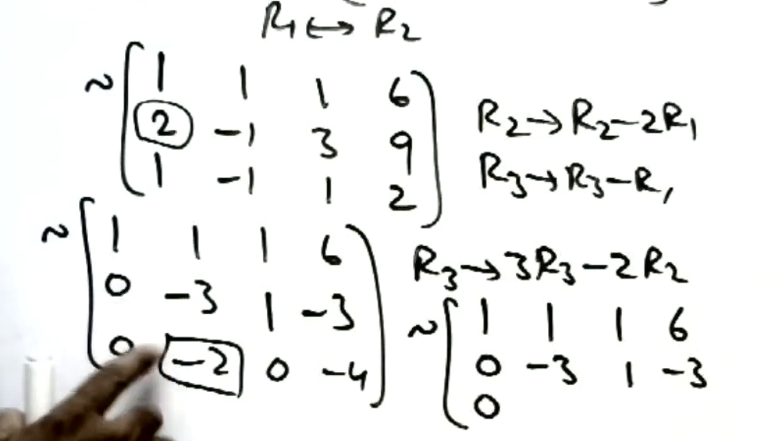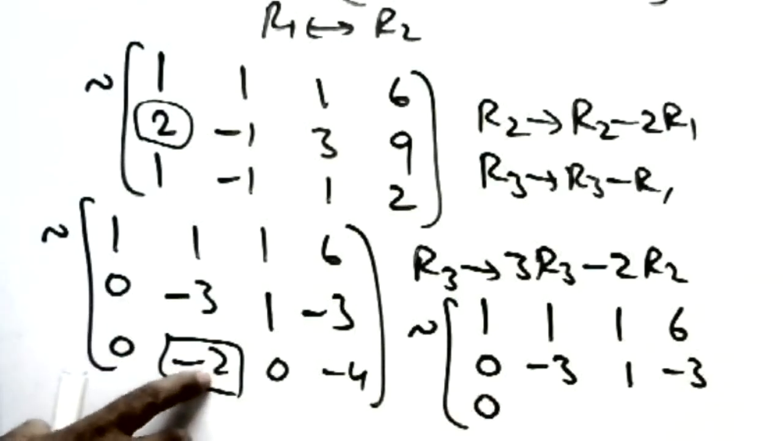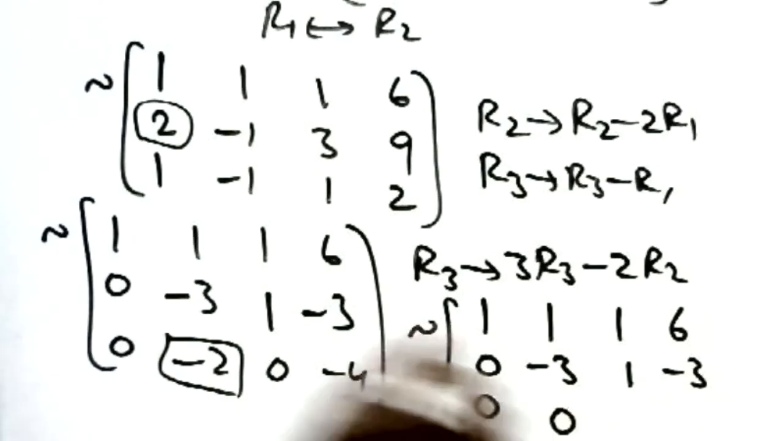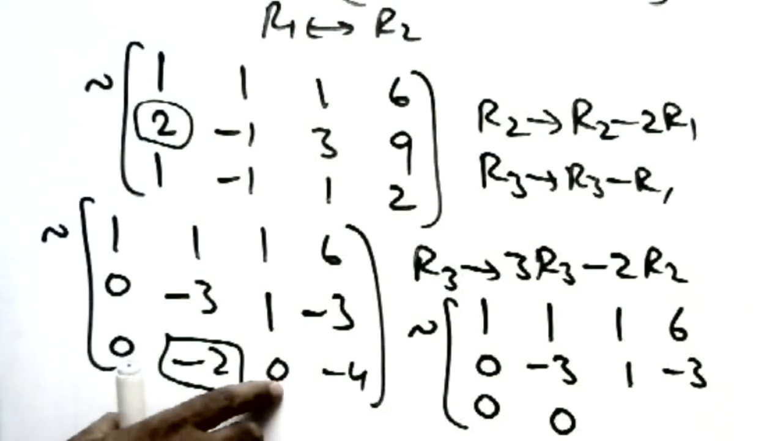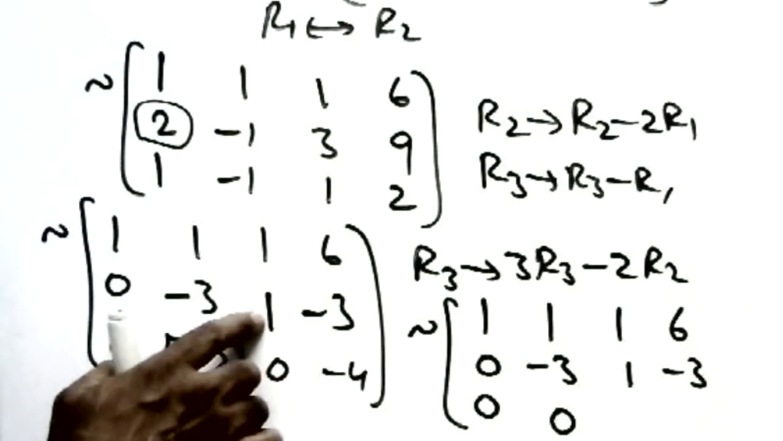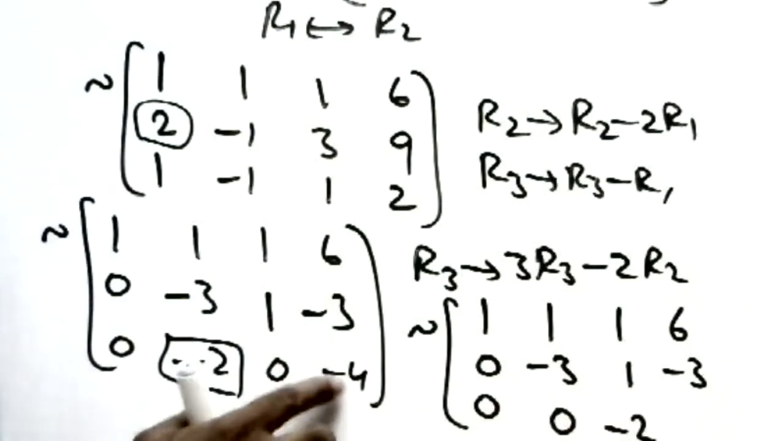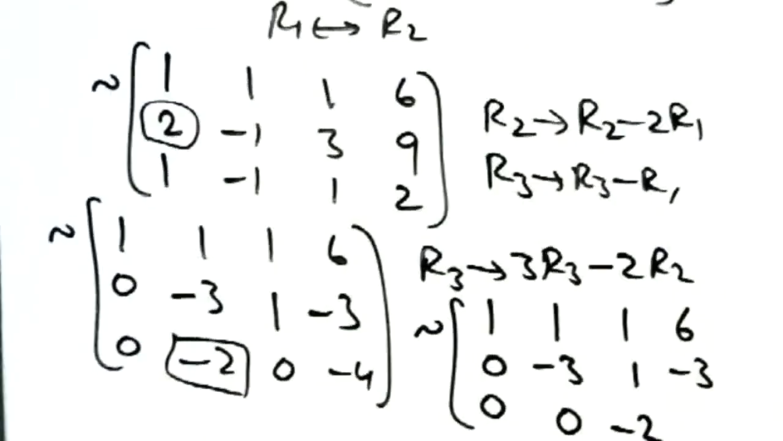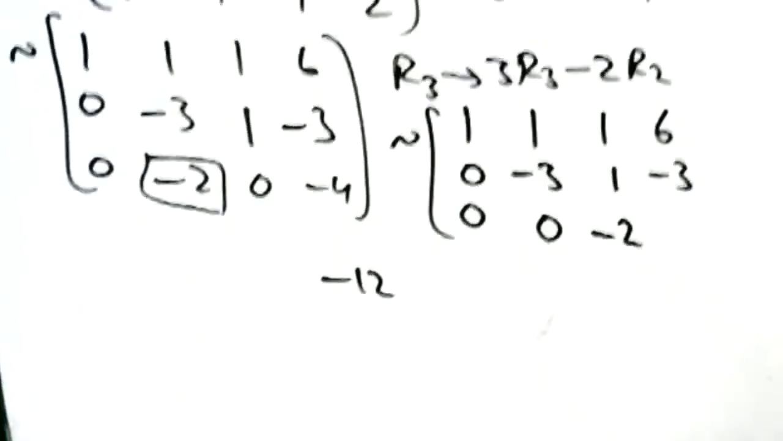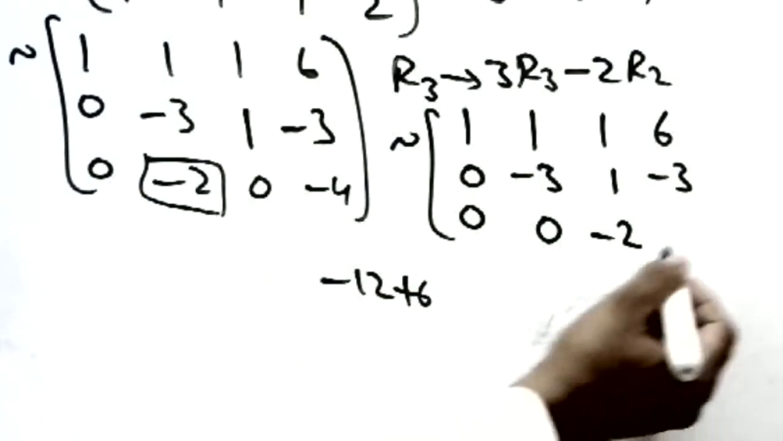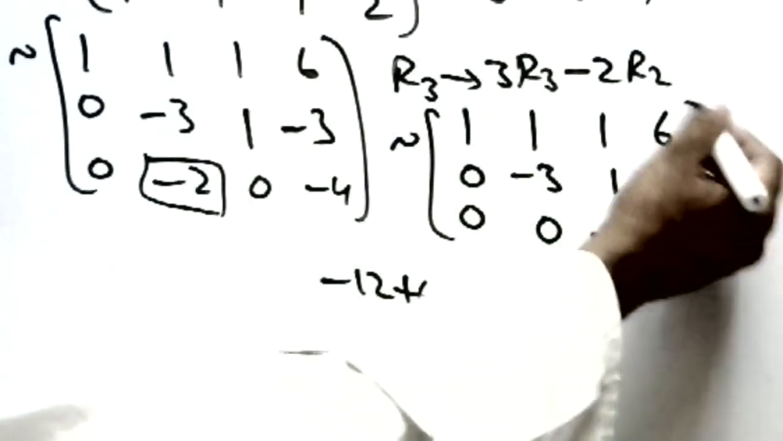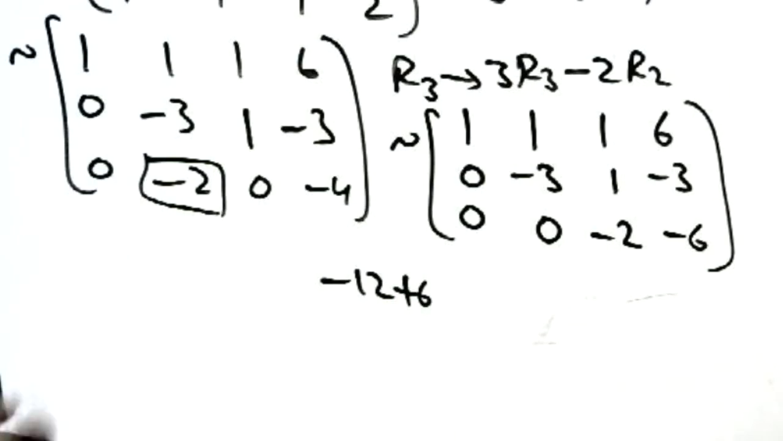Now lastly we are changing here. 0 will remain 0. Now if you multiply with this 3, 3 twos are 6, minus 6 minus 1 is plus 6, will be 0. 3 R3 minus 2 R2. 3 R3 means 3 into 0 is 0, minus 2 R2, minus 2 ones are 2. Now lastly here, 3 into minus 4 will be minus 12. 3 R3 minus 2 R2, minus 2 minus 3s are plus 6. Minus 12 plus 6 will be minus 6.